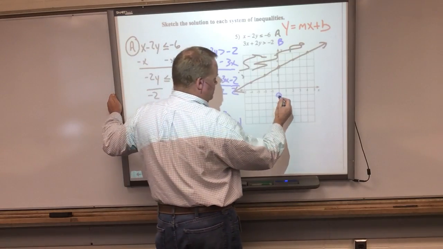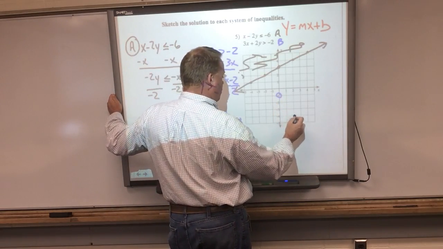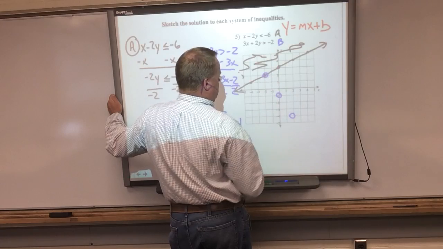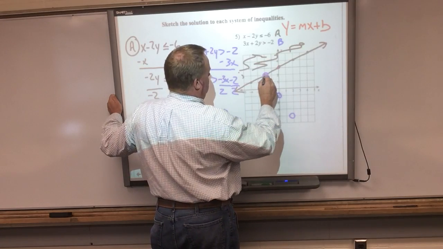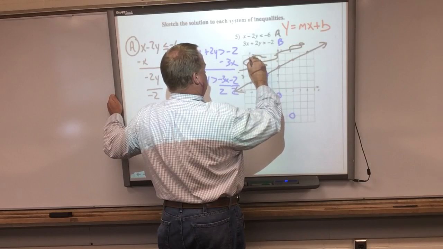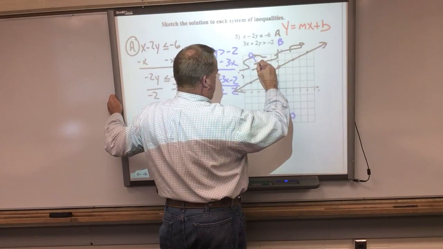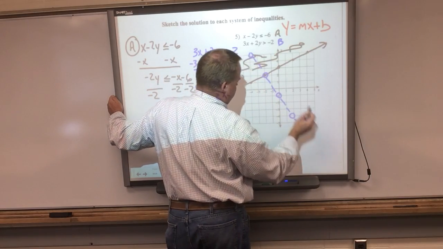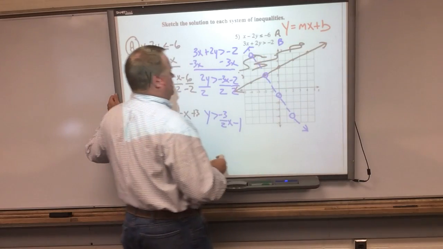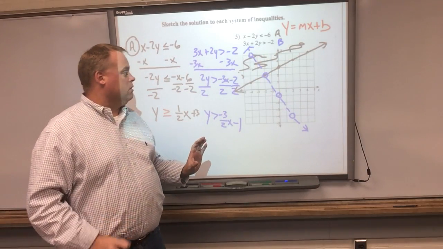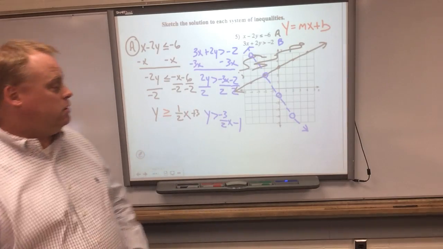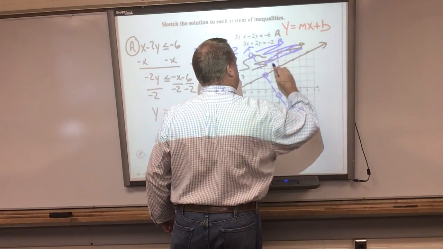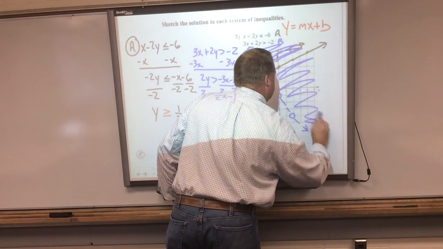Negative 3 over 2, so I go down 3. 1, 2, 3 over 2. Up 3, 1, 2, 3, but go to the left. There we go. Up 3, 1, 2, 3 over 2. And I could dash my line from there, put some arrows on it, and now I am greater than or above that line. So above that line is going to be out here and out here.